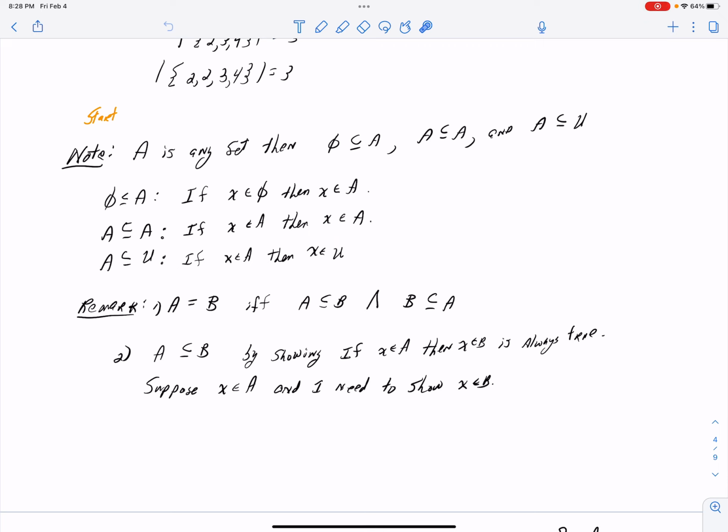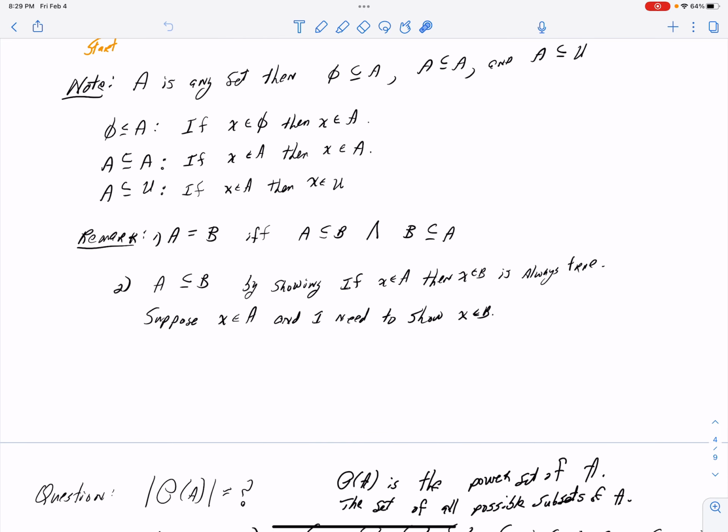Another property that's always true is A is a subset always of the universal set. Why? Because this conditional statement again is always true. What's that conditional statement? If x is an element of A, the first set, then x is an element of the universal set. Well, if you think about the conclusion, x an element of the universal set, since the universal set contains everything, it certainly contains x.